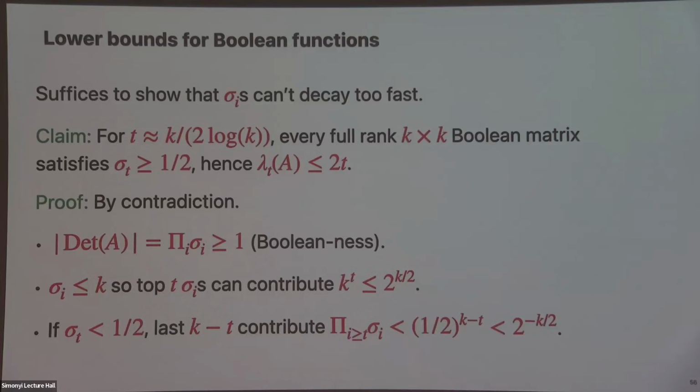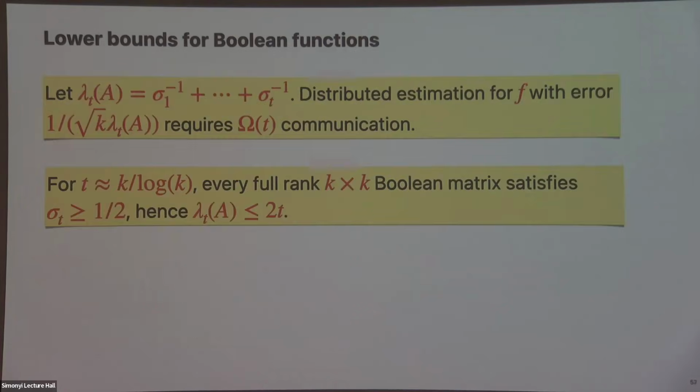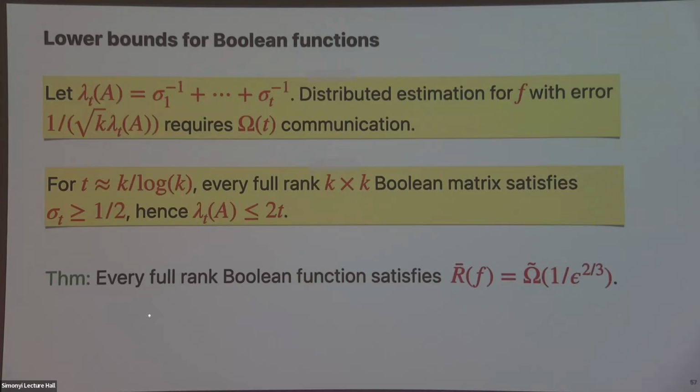So that's why you're able to get better upper bounds for them. Okay, so to finish this story, we had this robust version of our spectral lower bound. We combined that with this statement saying that for t, which is k over log k, the top t singular values have to be at least 1/2. And putting this together, it told us that every full rank Boolean function, in fact, requires R-bar epsilon of f to be at least 1 over epsilon to the 2/3. I'm only hiding a couple of log factors in this statement.